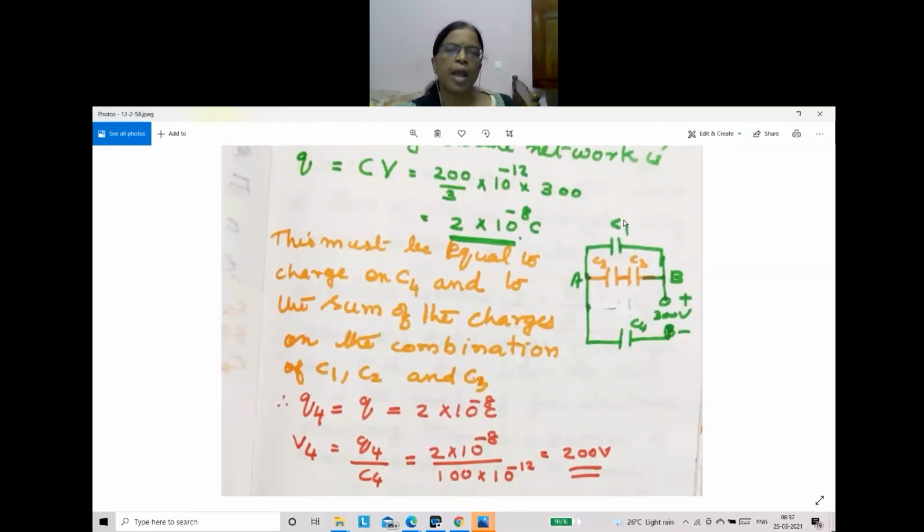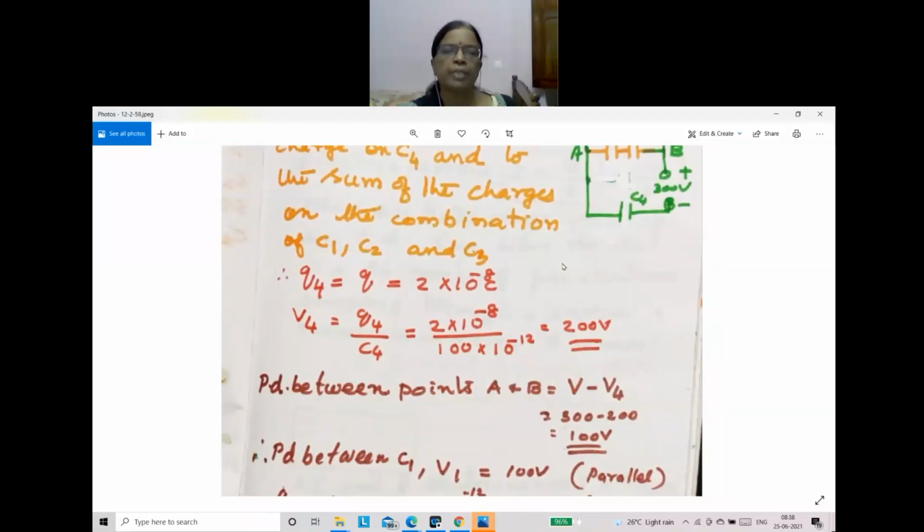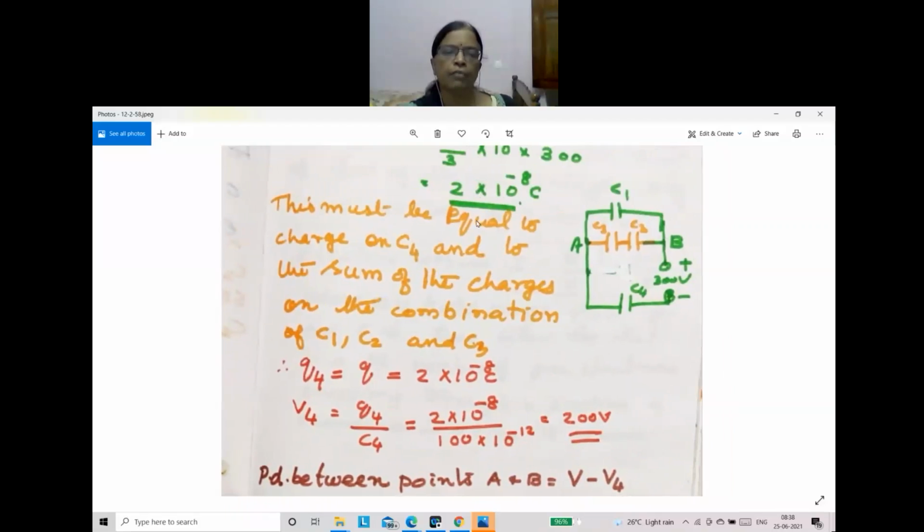The charge on C4 and the charge on this combination will be the same. So this must be equal to the charge on C4 and to the sum of the charges on the combination, C1, C23. That is what we have to find out. So Q4 is 2 into 10 raised to minus 8 coulomb, the same as the charge on C4, because that is in series.